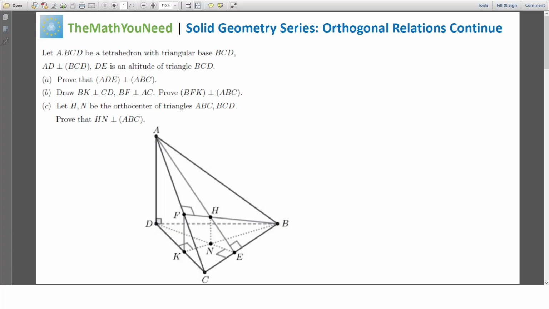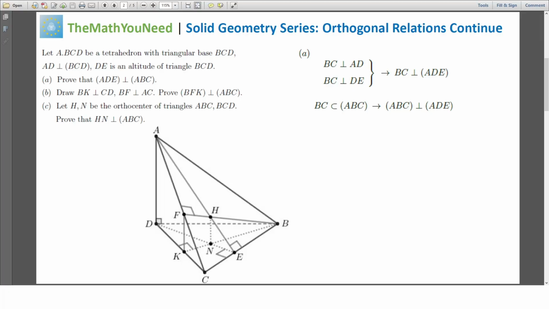ABC. B. Draw BK perpendicular to CD and BF perpendicular to AC. Prove that plane BFK is perpendicular to plane ABC. And C. Let H and N be the orthocenters of triangle ABC and BCD respectively. Prove that HN is perpendicular to plane ABC. Feel free to pause the video if you would like to give it a try. Otherwise, stay tuned for the solution.